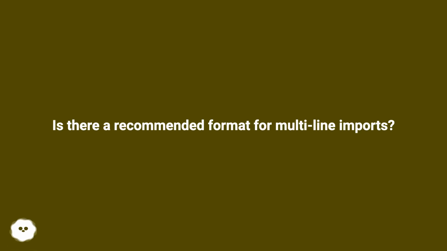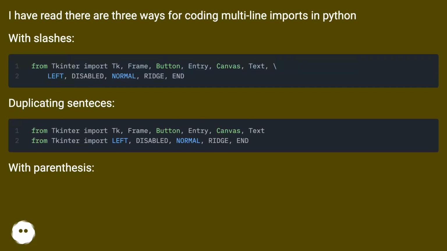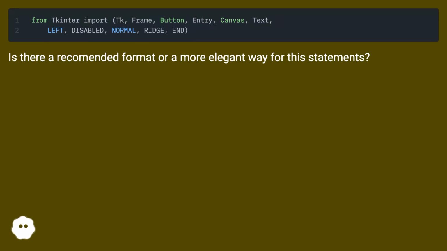Is there a recommended format for multiline imports? I have read there are 3 ways for coding multiline imports in Python. With slashes, duplicating sentences, with parentheses. Is there a recommended format or a more elegant way for these statements?